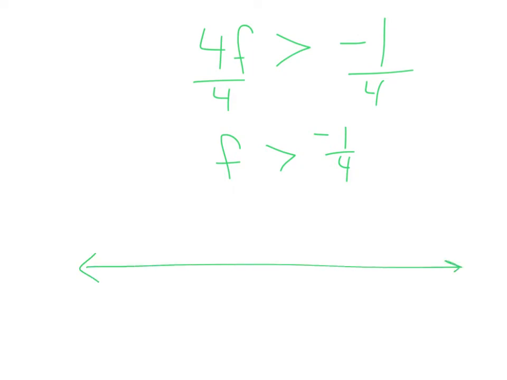Graphing it on the number line. Negative 1/4 is in between negative 1 and 0. It's also in between negative 1/2 and 0. So I could just do a number line by fourths, just to be a little bit different here. This is an open dot because it's not or equal to, and f is greater than negative 1/4. Which is greater than negative 1/4, negative 1/2 or 0? 0 is greater. So we go to the right.